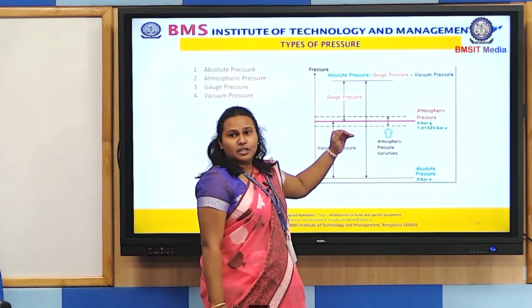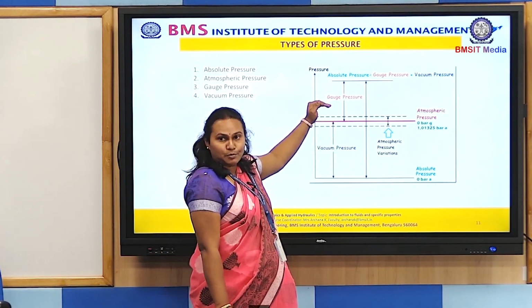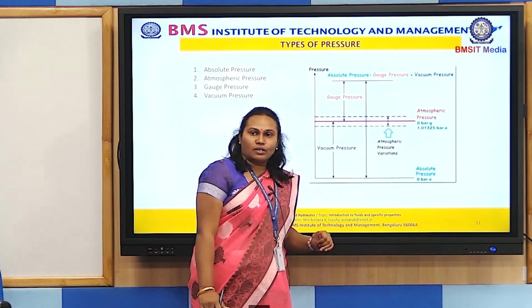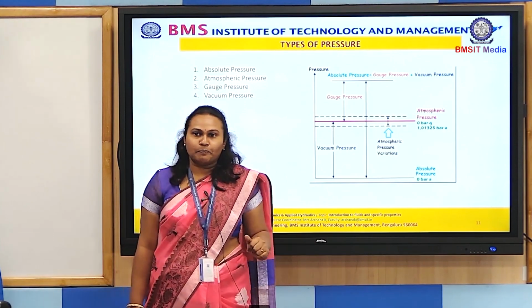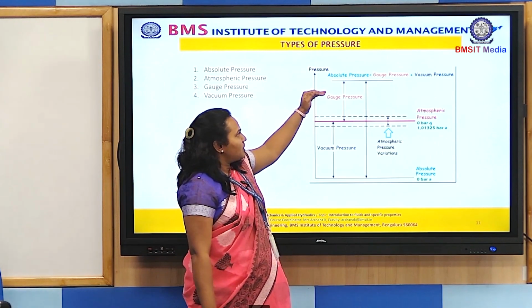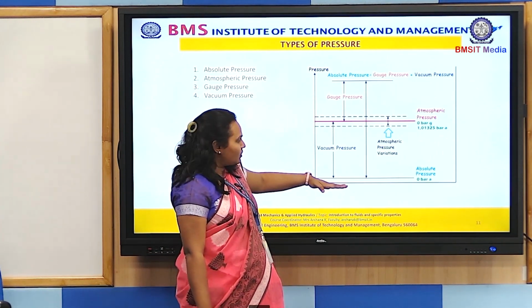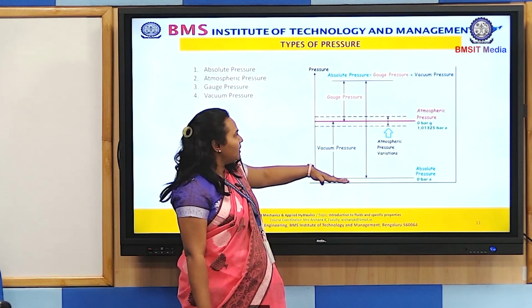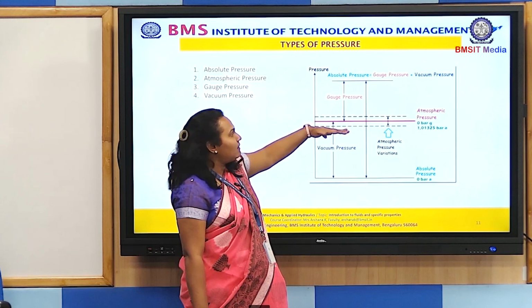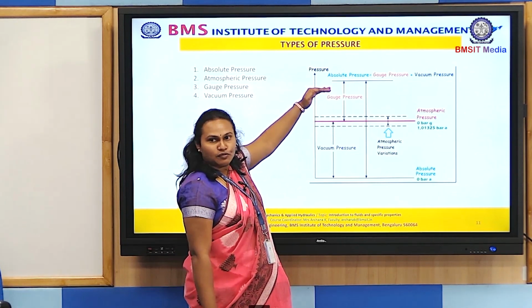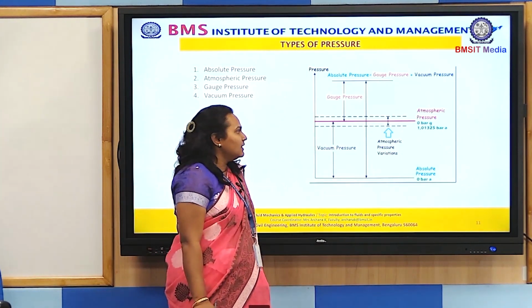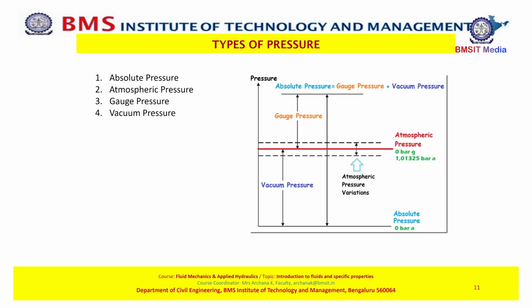Now any pressure more than atmospheric pressure is known as gauge pressure. Any pressure lesser than the atmospheric pressure is known as vacuum pressure or negative pressure. By seeing this graph, we can understand that absolute pressure is the pressure referenced from absolute 0 bar, atmospheric pressure is the pressure from the atmosphere at the mean sea level, gauge pressure is higher than the atmospheric pressure, and vacuum pressure is below the atmospheric pressure. Hence, these are the 4 types of pressures.